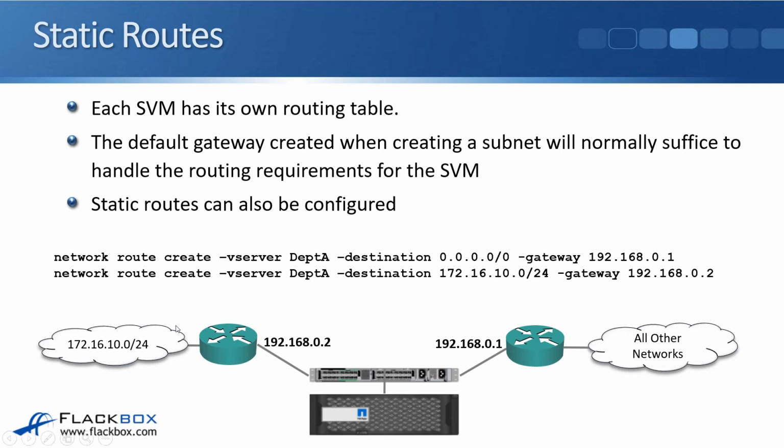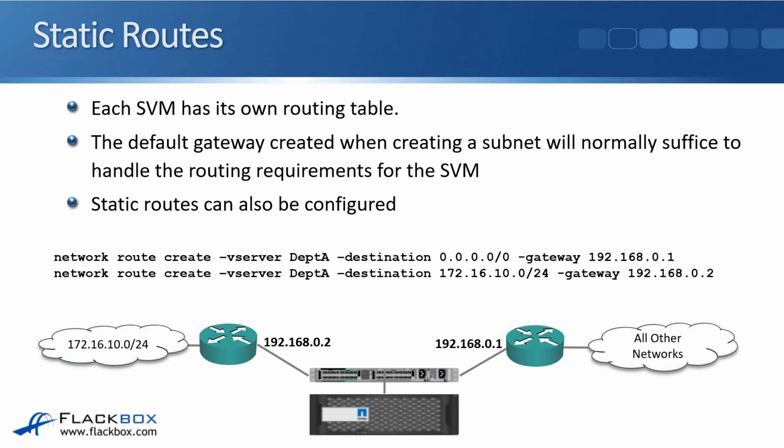So in the example, over on the left here, we've got the network of 172.16.10.0/24, and it is available through the router at 192.168.0.2. All other networks are available through the router at 192.168.0.1. So the normal situation would be just what you see on the right here, where all networks would be available through a particular router, 192.168.0.1. We would configure that as the default gateway in the subnet, and then that's our routing all done. But if we did have this unusual situation here where there's another part of the network which is available through another router, then we would configure static routes to set that up.